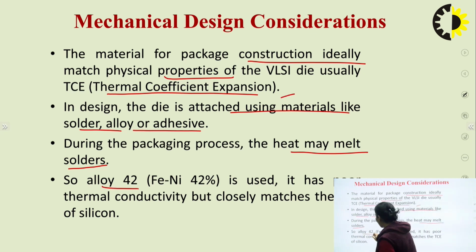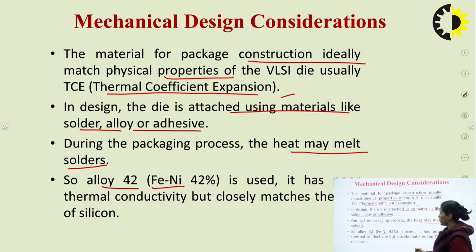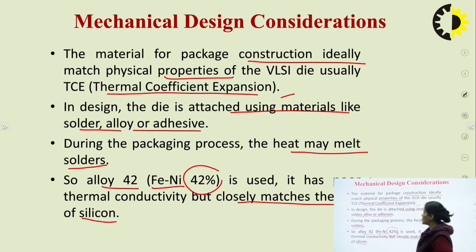So alloy 42, that is the combination of iron and nickel, where the nickel is 42%. This is the perfect alloy combination which is used, and it has the poor thermal conductivity but closely matches the thermal coefficient of expansion for silicon.